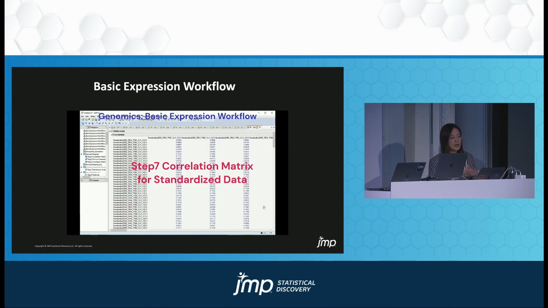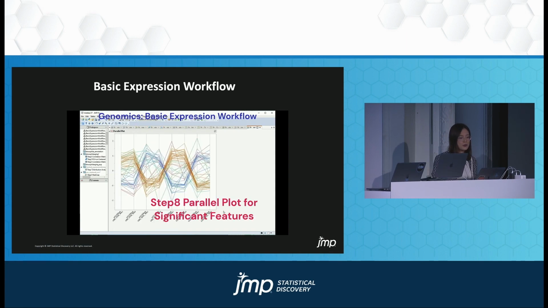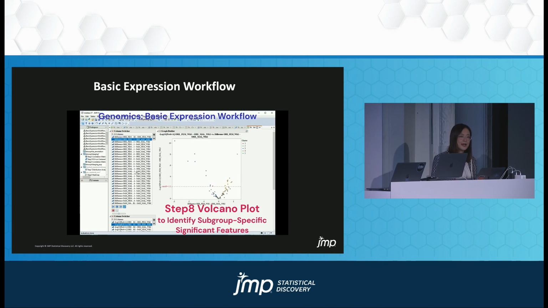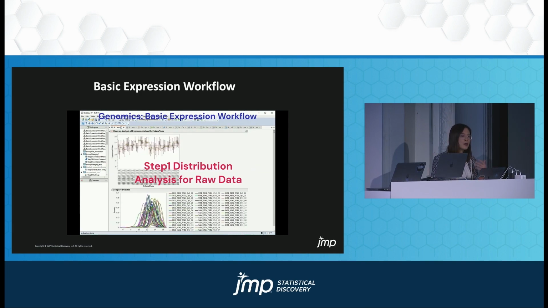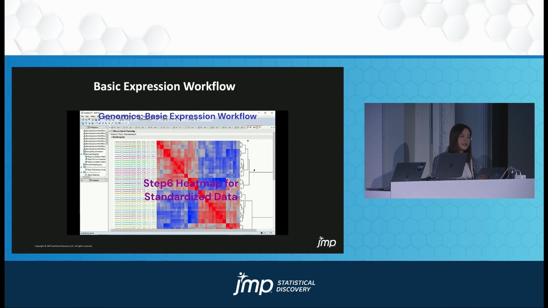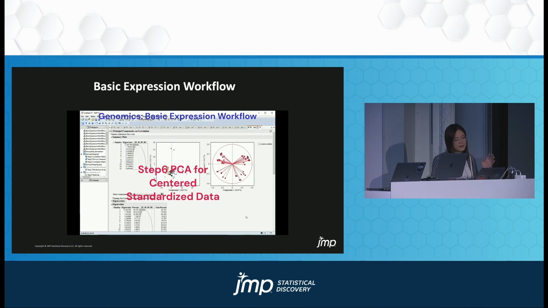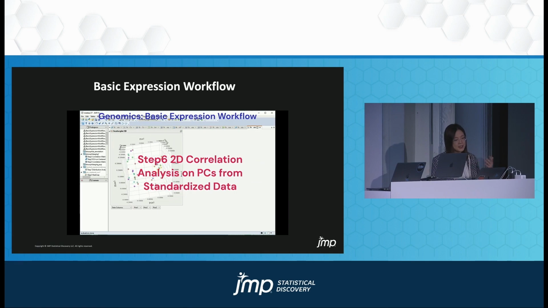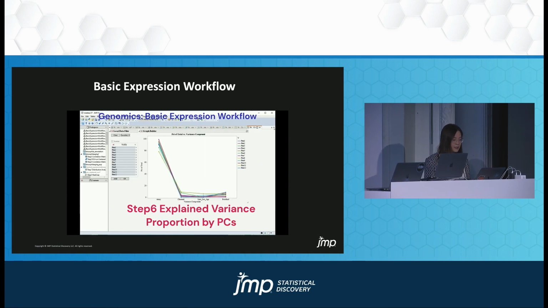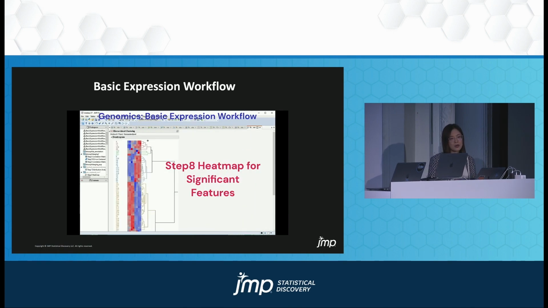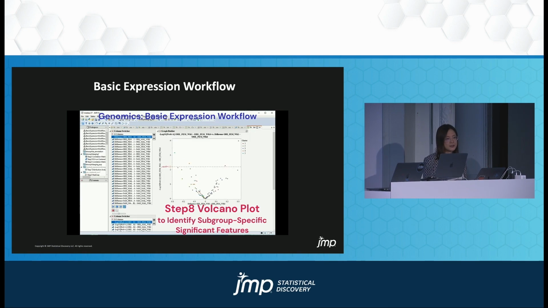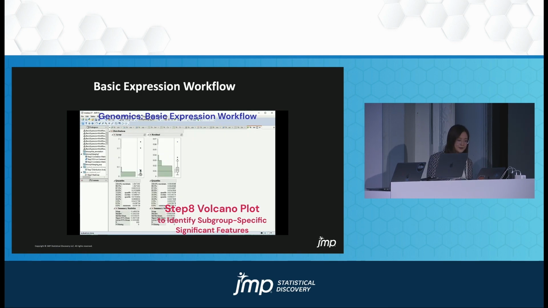This basic expression workflow consists of 8 steps, including distribution analysis, correlation analysis, principal variance component analysis, data standardization, and ANOVA. From the workflows, you can see we can generate those beautiful heat maps, parallel plots, volcano plots, and more. We also have more workflows for single-cell next-generation sequencing data and other omics data.